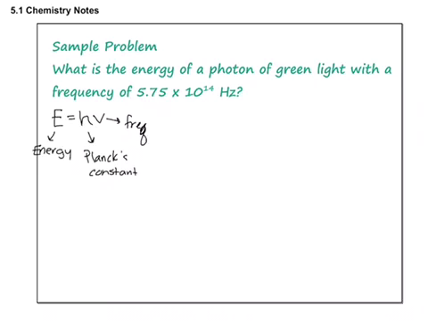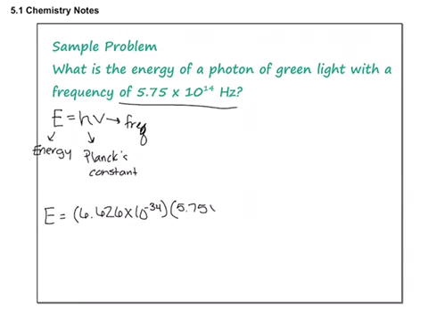So we don't know our energy. Planck's constant from the previous slide is 6.626 times 10 to the negative 34th. And our frequency is given to us in our problem, 5.75 times 10 to the 14th. And when you multiply that all together, you'll get 3.81 times 10 to the negative 19th. And because it's energy, our unit is the joule.